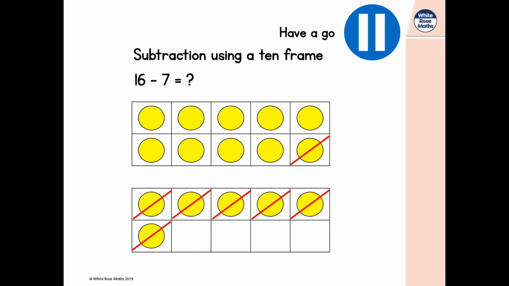Take a look. What's the answer to 16 subtract 7? Did you see 9? Absolutely. And I'm kind of curious. Did you have to count each of them, or did you just know it was 9? Interesting.